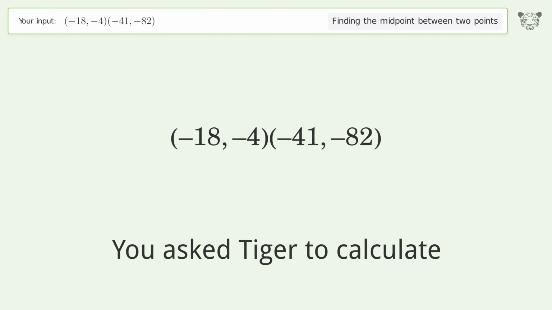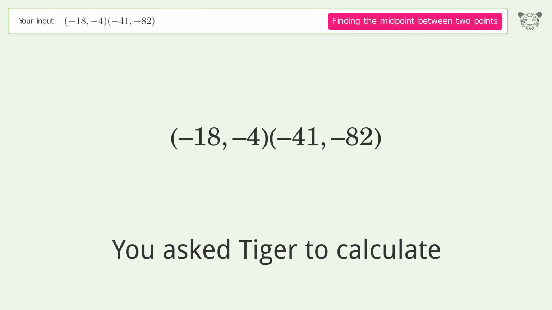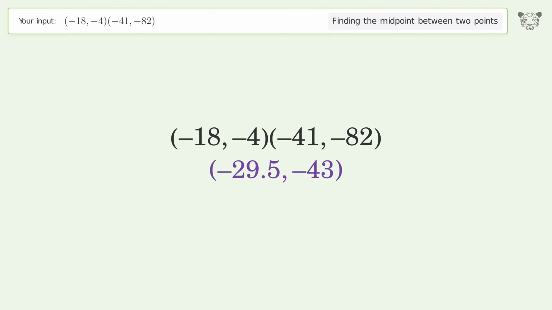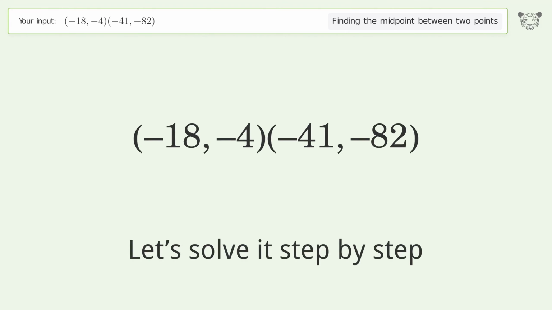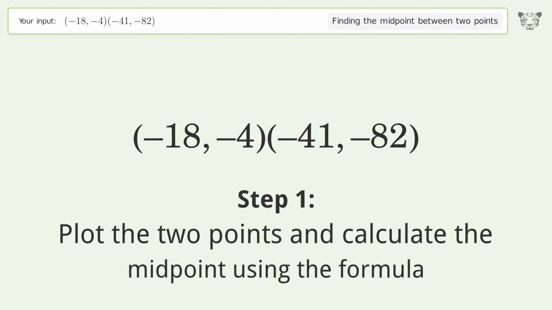You ask Tiger to calculate. This deals with finding the midpoint between 2 points. The midpoint between the 2 points is -29.5, -43. Let's solve it step by step. Plot the 2 points and calculate the midpoint using the formula.